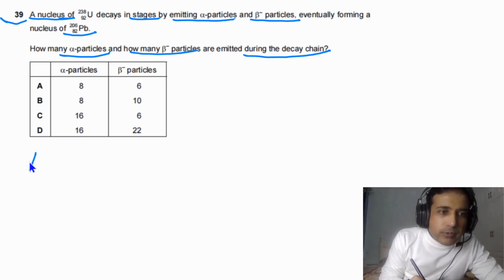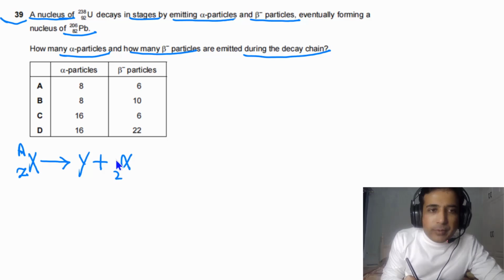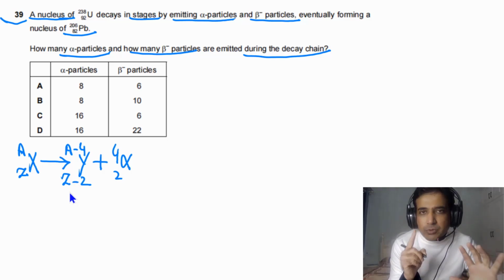First of all, let's try to understand what alpha decay is. Let's say we have a nucleus X, its atomic number is Z and mass number is A, and it decays into another nucleus, let's say Y, by emitting an alpha particle. In this case, the atomic number will decrease by 2 and the mass number will decrease by 4. So this is what you need to understand about alpha decay.